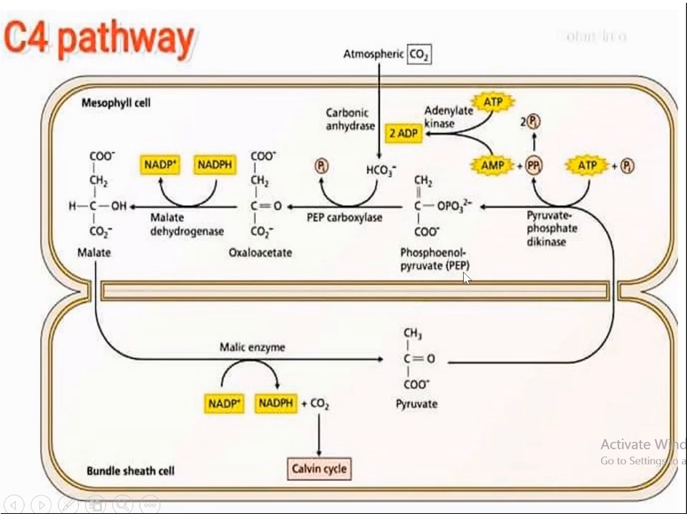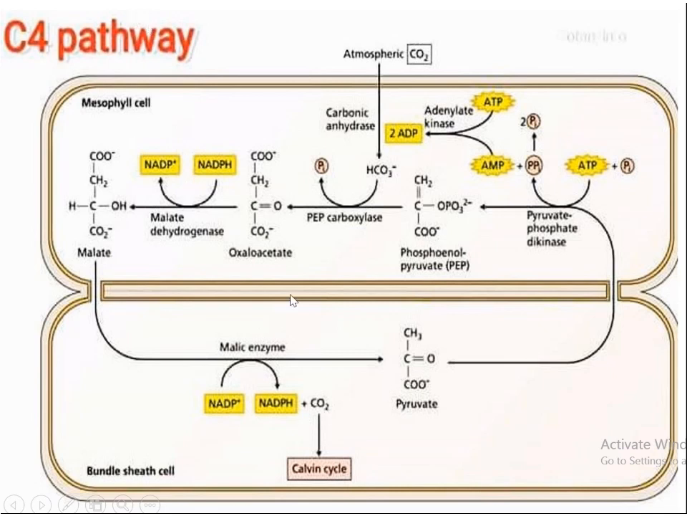The optimum temperature for the reactions of the Hatch-Slack pathway ranges from 32 to 45 degrees Celsius, and the reactions are held within the mesophyll cell of the chloroplast and also the bundle sheath cell of the chloroplast. And it has two parts.